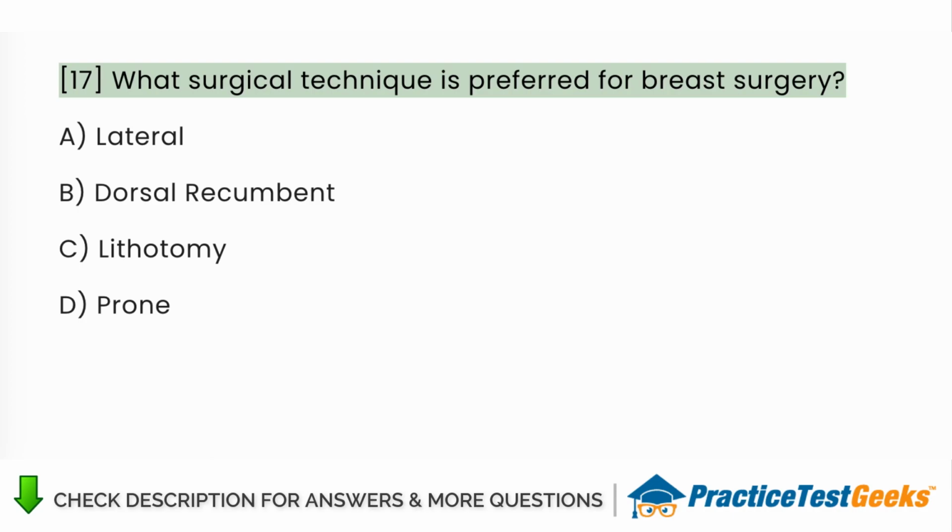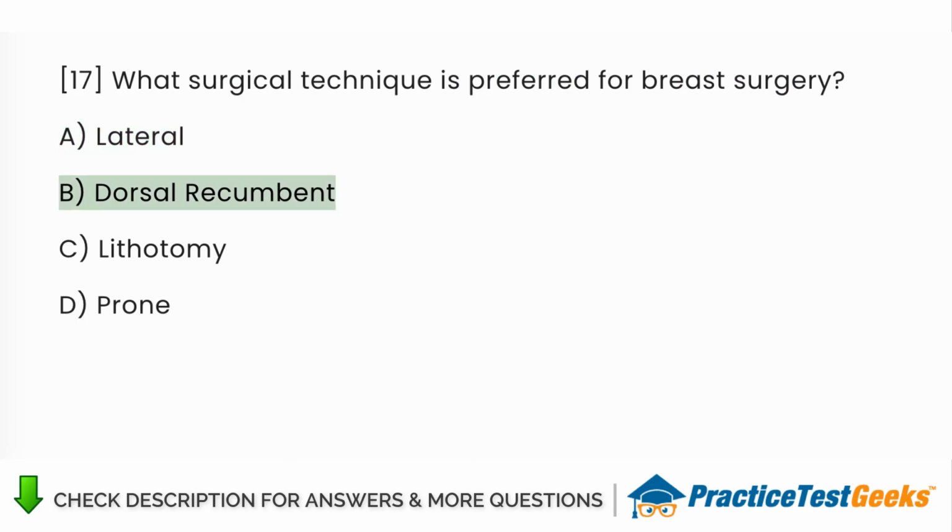What surgical technique is preferred for breast surgery? A. Lateral. B. Dorsal recumbent. C. Lithotomy. D. Prone.